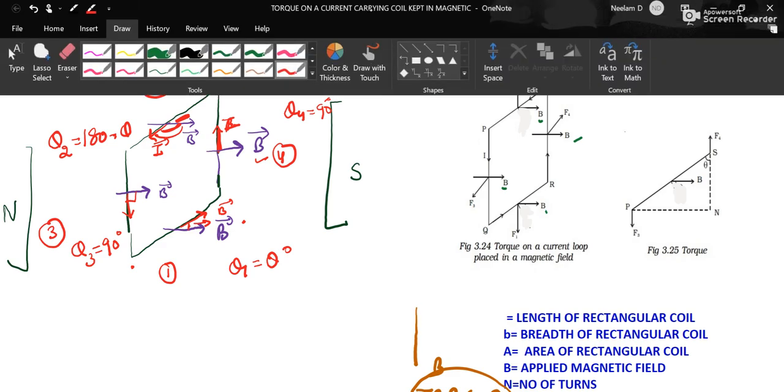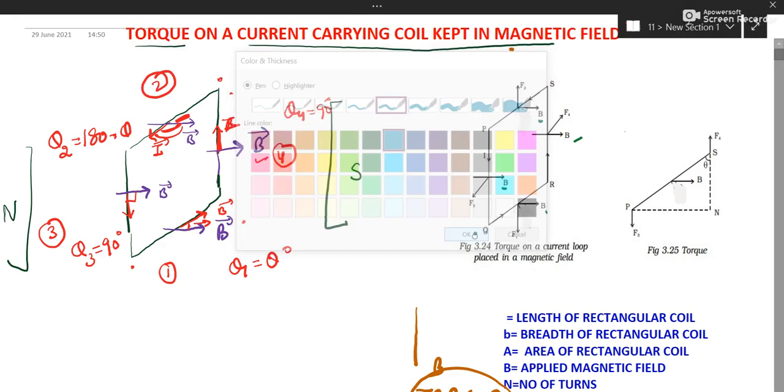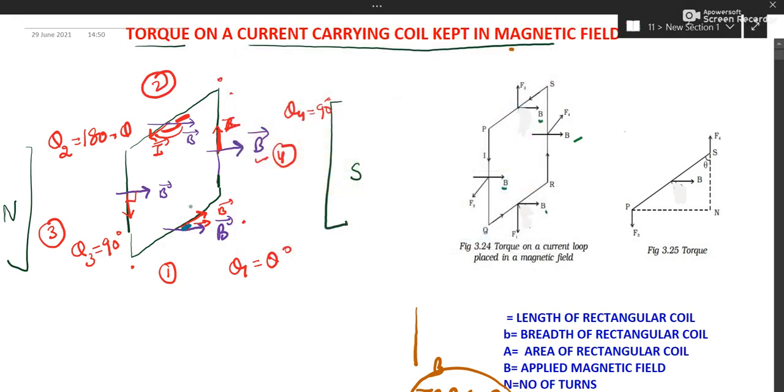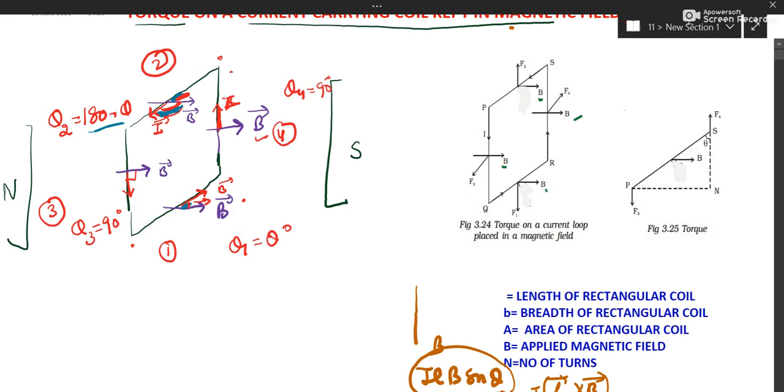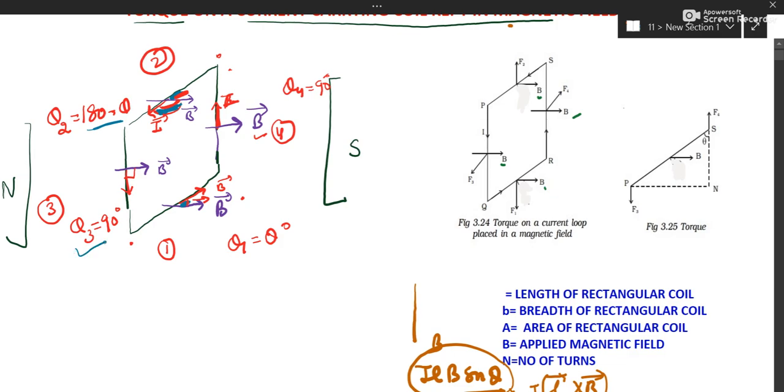Okay, if it is not clear, you can change the color and see. So this is theta. So this will be theta. Right. So remaining supplementary angle will be 180 minus theta. That is theta 2. Okay, so these are the angles. Theta 2, theta 3, theta 4 and theta 1. I am ready with all the angles.